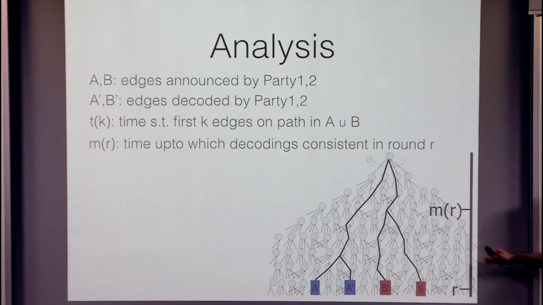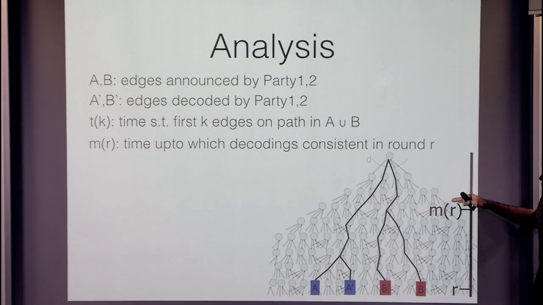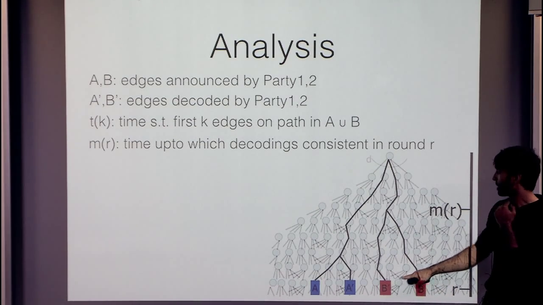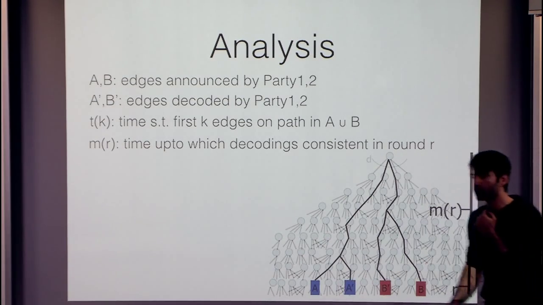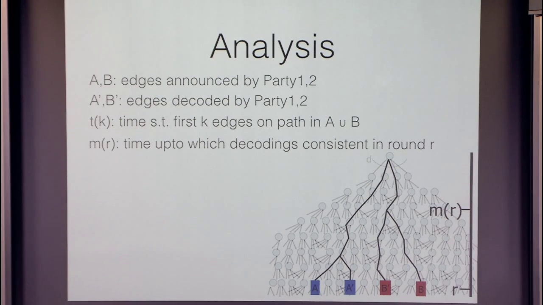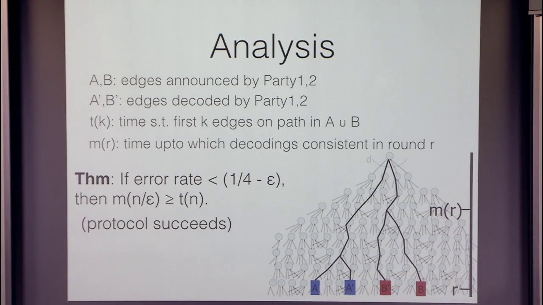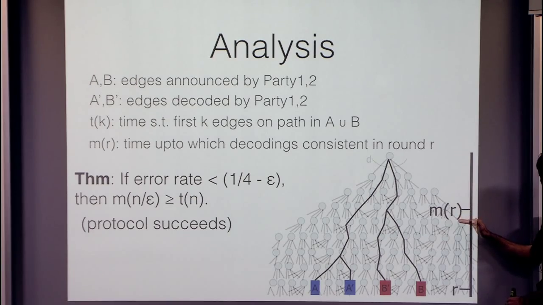Okay, so in round R, before MR, the decodings are consistent. That's what it means. If you look before MR, B and B prime are the same. The decoding is correct. And before MR, A and A prime are the same. The errors in the decoding only happen after MR. So this can go up and down, right? This can go up and down, yeah. So it's not monotone at all. It might be that in R plus 1, MR goes farther back or even forward.